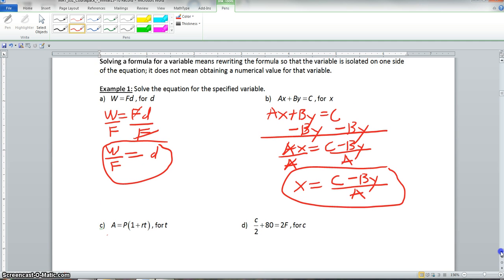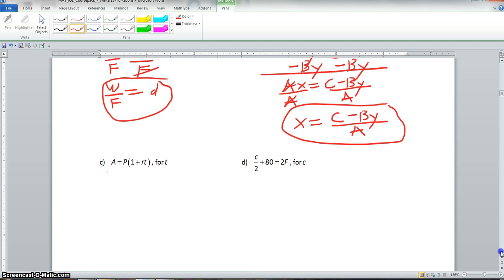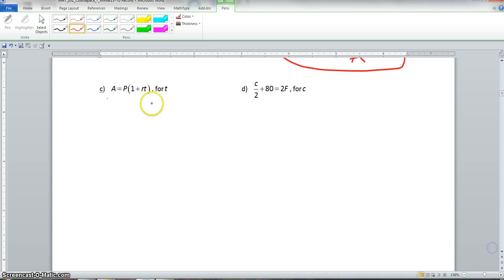Now, we scroll down here to C. We have A is equal to P times the parenthesis 1 plus RT, and we want to solve for T. So what I would suggest we do here, let's do the distributive property first. P times 1 is P, and P times RT is a positive PRT. Now, the first thing we should do here is subtract P on both sides. So we will have A minus P is equal to PRT.